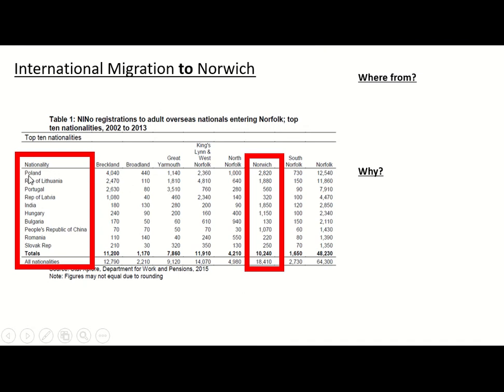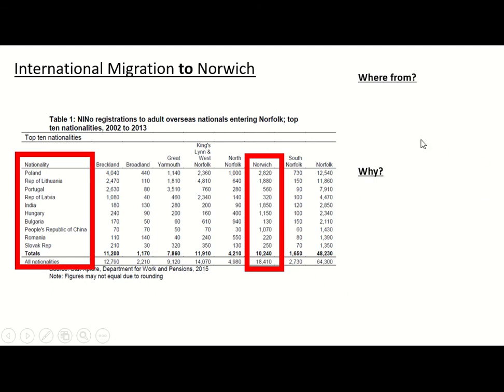So here you've got a table of statistics that last from 2002 to 2013, so it's sort of a 10, 11-year period of migration into Norwich from people from other countries. And you can see the different nationalities we've got: Polish, Lithuanian, Portuguese, Latvian, Indian, Hungarian, Bulgarian, Chinese, Romanian, and Slovakian. Now, lots of these have a lot of things in common, and there have been varying reasons as to why people from these countries specifically have moved to Norwich in different numbers.